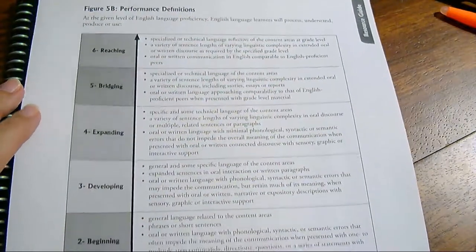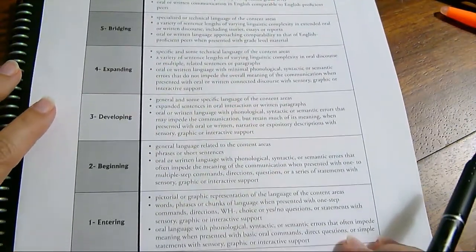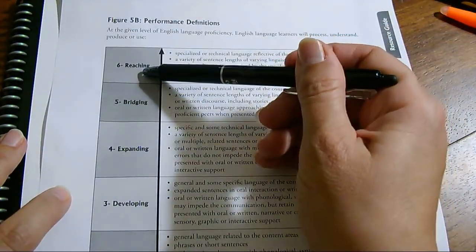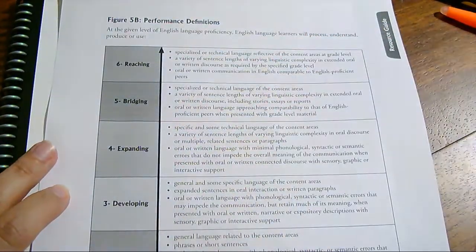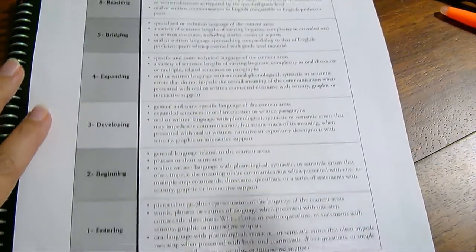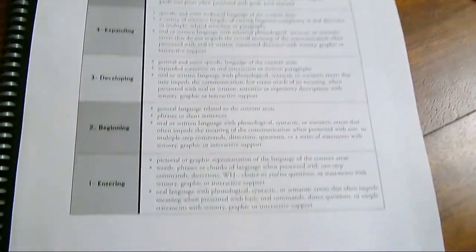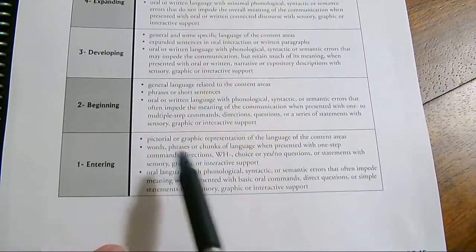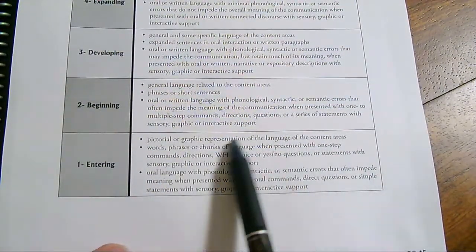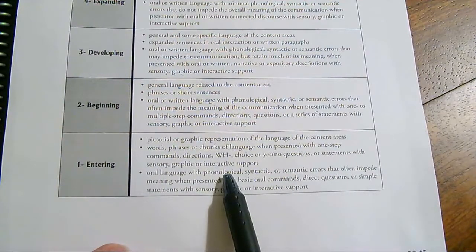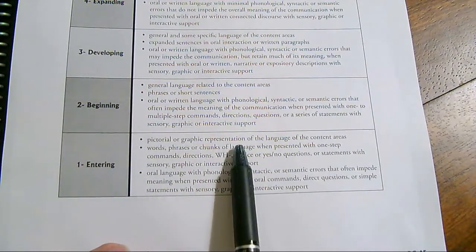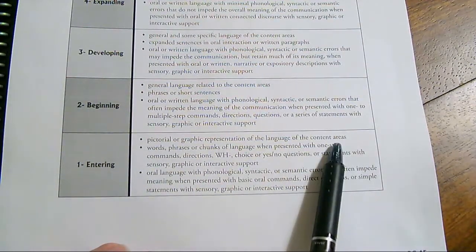So when we're looking at these, we typically talk about language proficiency in a level 1 through level 6, with level 1 being entering. Now, if we look more closely at these proficiency levels, we will see that these are some things that we need to do and understand to help students, or things that they will be able to do. So pictorial or graphic representations of the language of the content area.